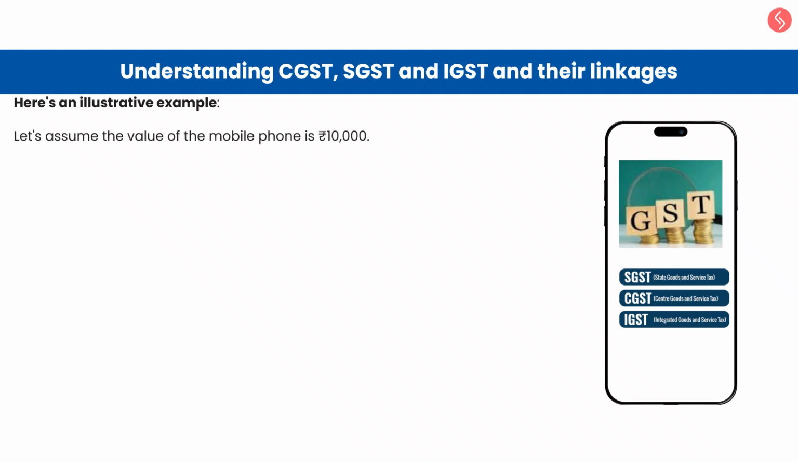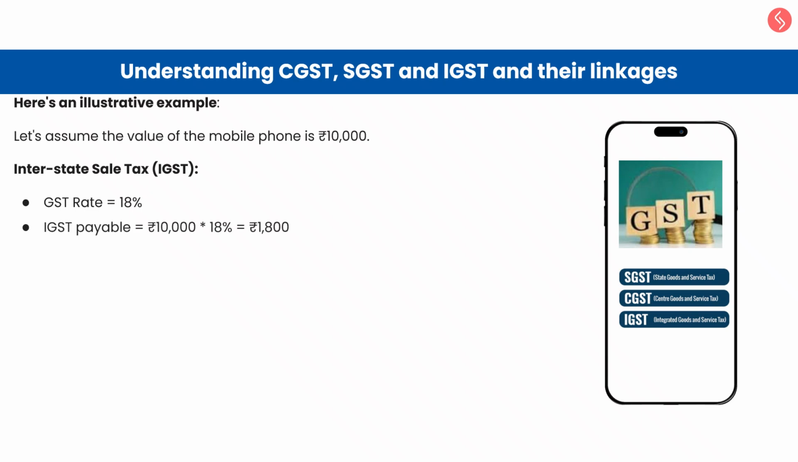Let's assume the value of the mobile phone is 10,000 rupees. To calculate the interstate sale, IGST: GST rate is equal to 18%. IGST payable is equal to 10,000 rupees times 18%, which is equal to 1,800 rupees.